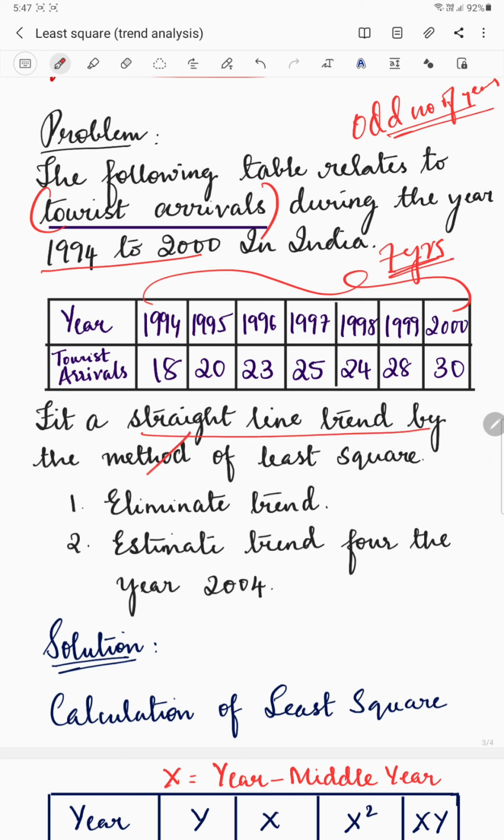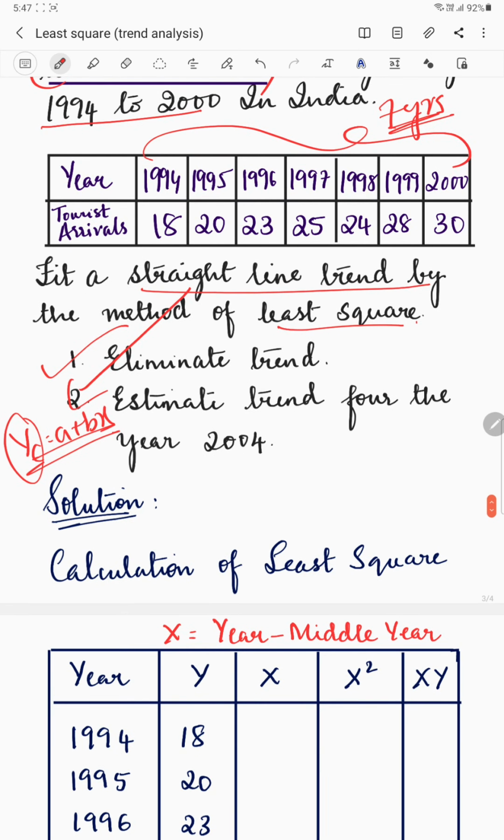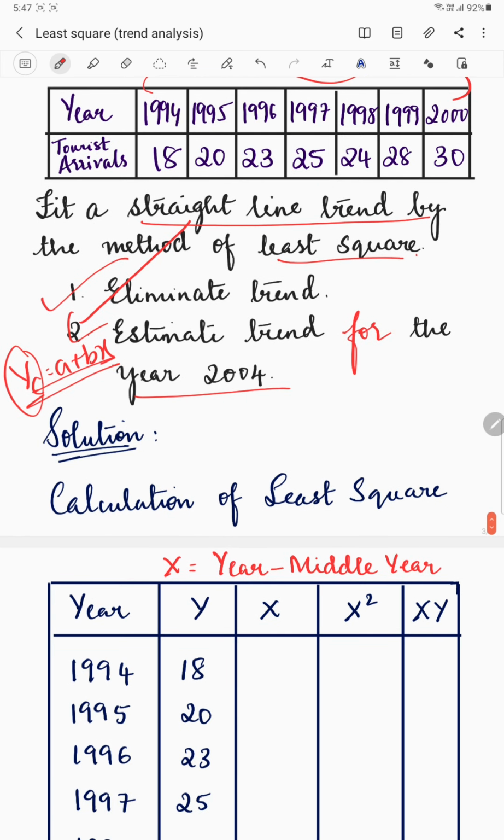So what is a straight line trend? Straight line trend is yc is equal to a plus bx. You have to find this by the method of least square. After you fit the straight line trend, that is after you find yc, he is asking you to eliminate trend, and then he's asking you to estimate trend for the year 2004. Okay, eliminate trend for the year 2004.